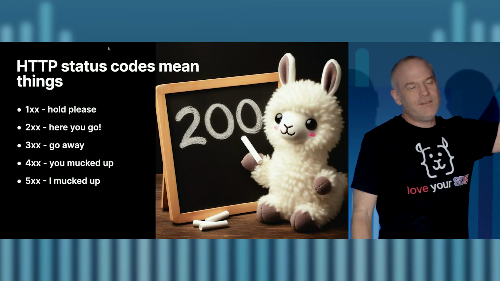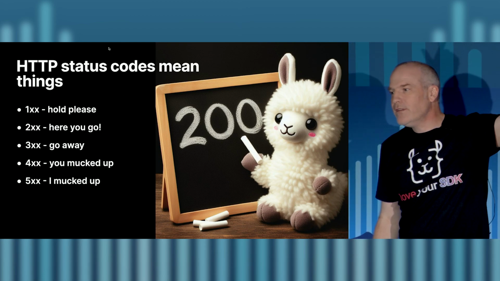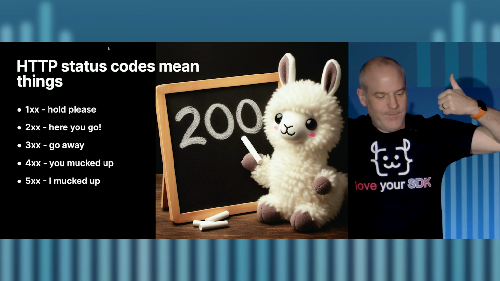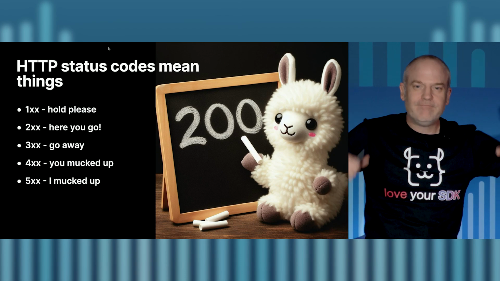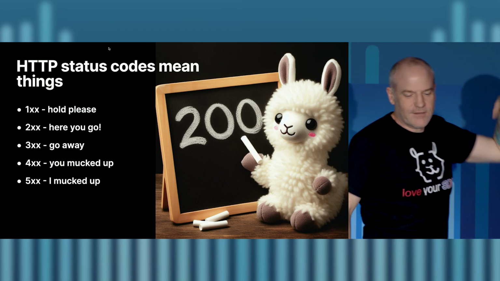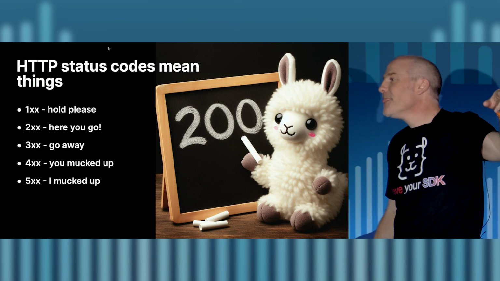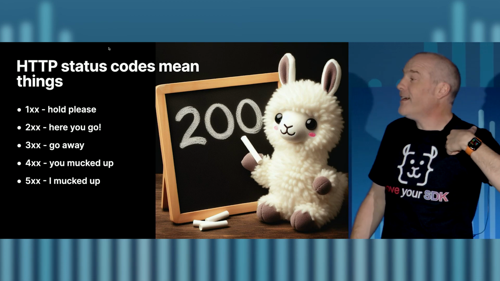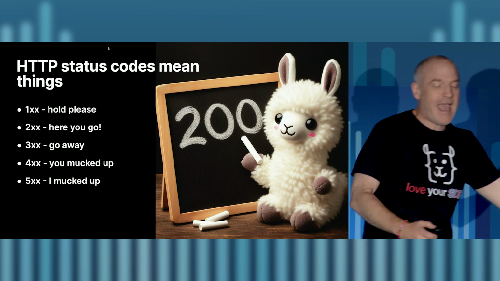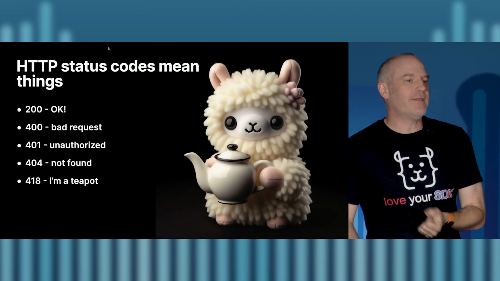Now, these status codes are supposed to mean something. Okay. So 100s mean, hold please. Yeah, something's coming. 200s, here we go. This is what you wanted. We're good. 300s, go away. Go somewhere else. This is your redirections. 400s, you mucked up. 500s, I mucked up. That's what this code means. They have meanings. And in each group of numbers, there are specific codes that mean specific things.